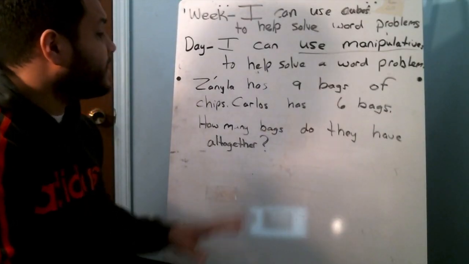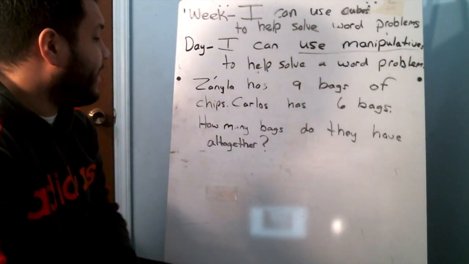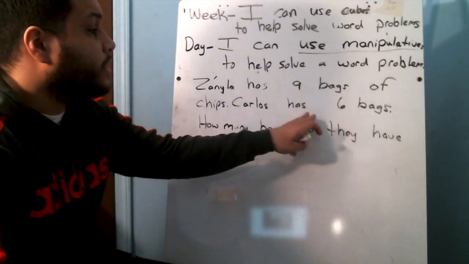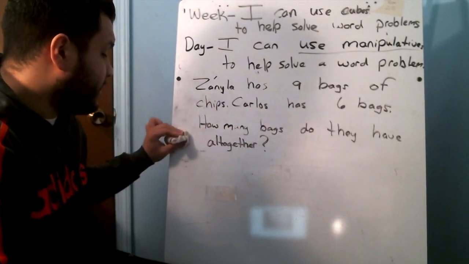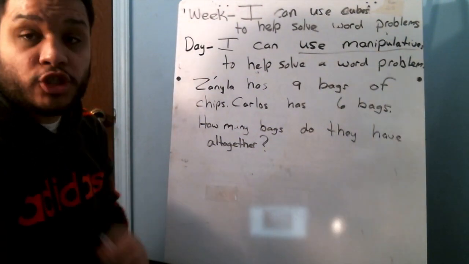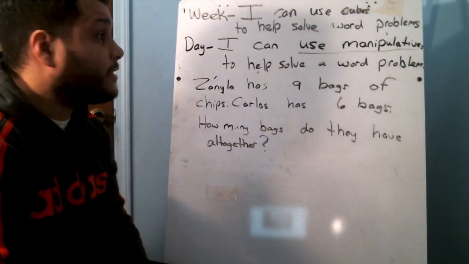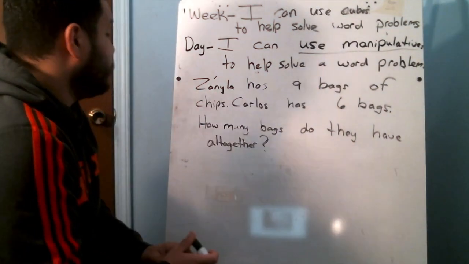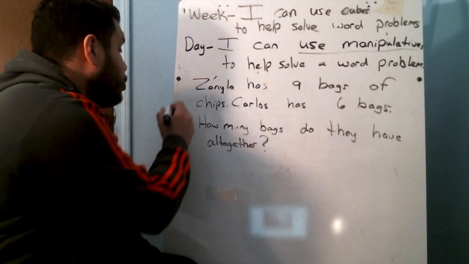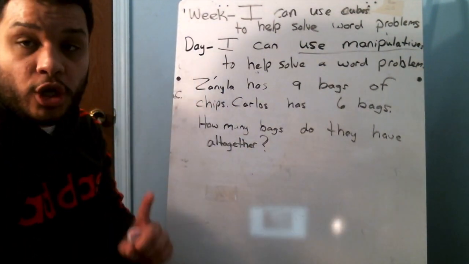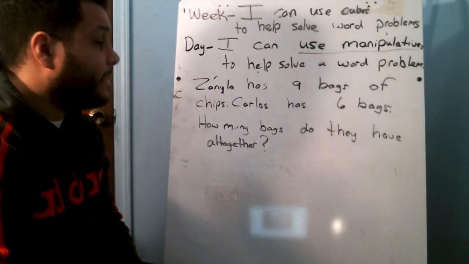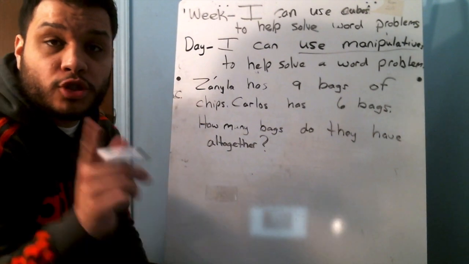So our word problem says Zanila has 9 bags of chips. Carlos has 6 bags. How many bags do they have all together? Our first strategy, or the way that we're solving this problem, is using cubes. So I know that in cubes, C stands for circle the key. Yes. What 2 key numbers do you see?